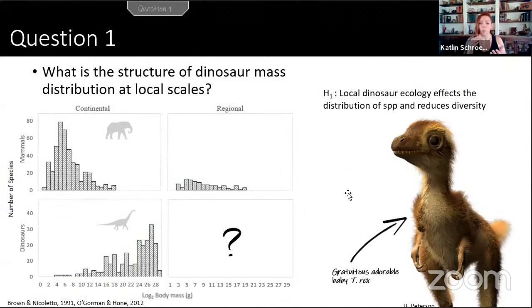So we know what dinosaur body size looks like at a global scale, but what does it really look like at those smaller scales? What does it look like in a community? And because we think that it's ecological in nature, we predict that dinosaur mass distributions at the local level aren't going to mirror their global distribution. The small scale is going to look different from that big scale because we think that something biological is going on. So to answer the question, we actually need to look at a bunch of local communities and see what their distributions actually look like.